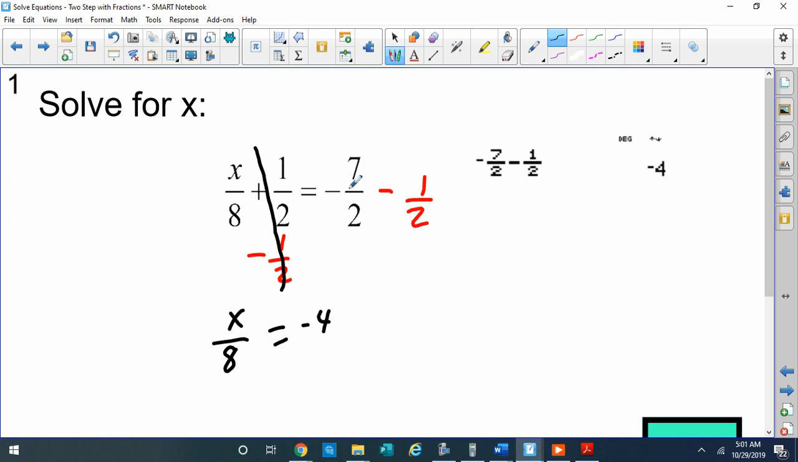So let me get a different color. And the opposite operation of division would be multiplication. So I'm going to multiply by 8 instead of dividing by 8, and I do that to both sides. So that way the 8s will cancel out over here, leaving me with, on this side, 8 times -4, because remember we had -4 on this side. That'll give us a negative 32. All right. So our answer should be -32.